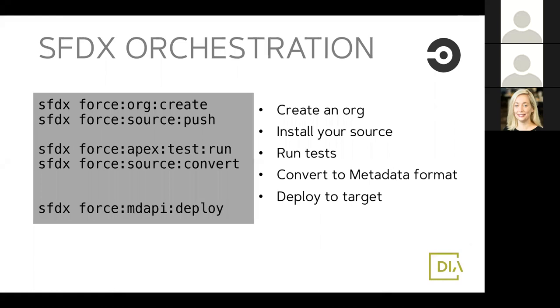There's a command for creating a scratch org. There's a command for installing the source into that scratch org. There's a command for running your tests in that org. There's the force:source:convert to convert to the metadata bundle format, and there's a command to deploy to the target. We will need all of them later on.